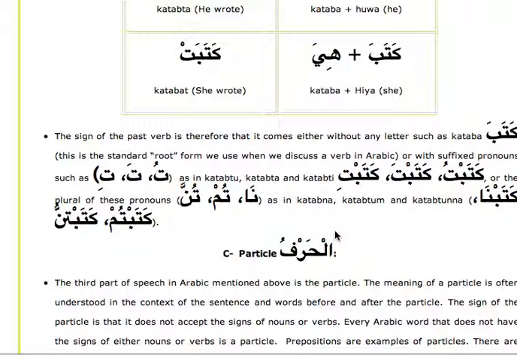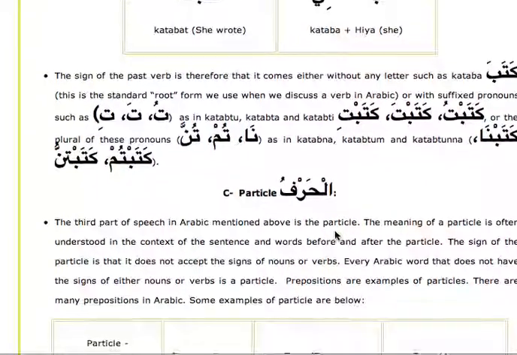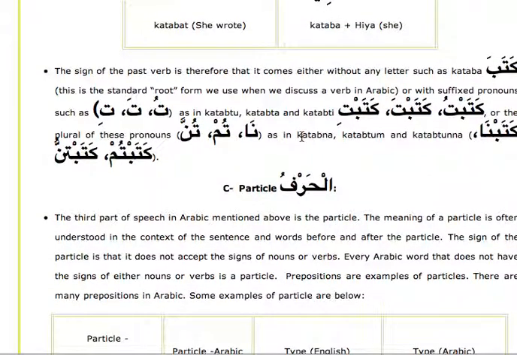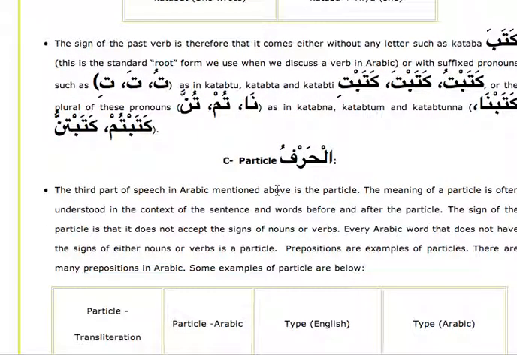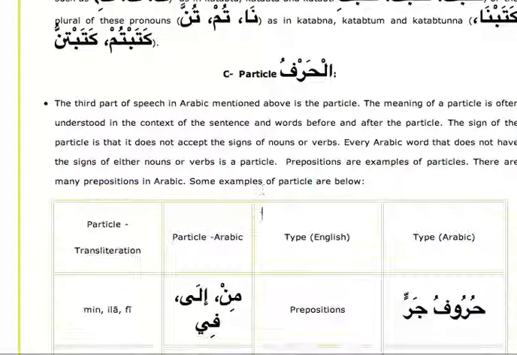The sign of the past verb is therefore that it comes either without any letter, such as kataba, which is the standard rule, the standard root form we use when we discuss a verb in Arabic, or with suffix pronouns such as ti, ta, tu, as kataba, katabtu, katabat, katabta, katabti. I already kind of went through the katabat, katabti thing. Kind of well versed, I gotta tell you, although I can't be completely cool. Katabtum, katabtunna. All right.